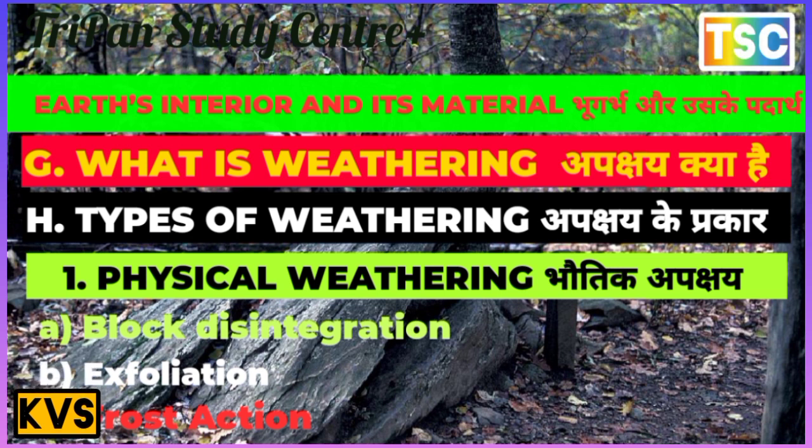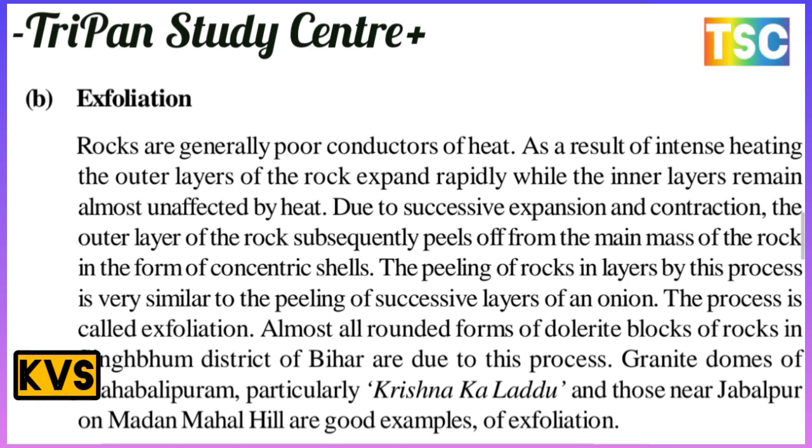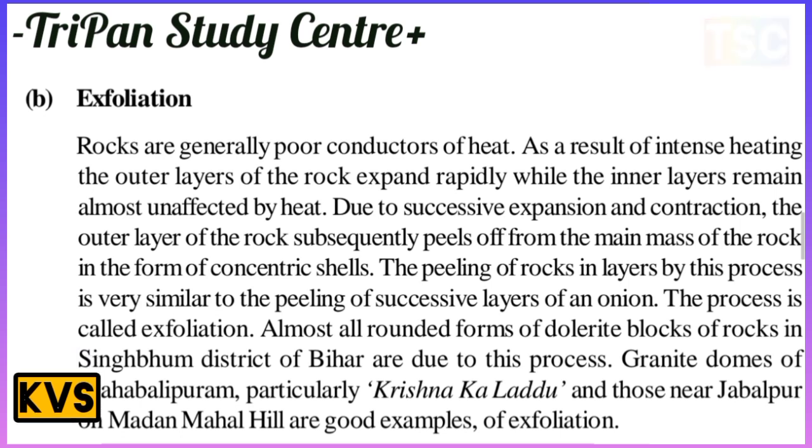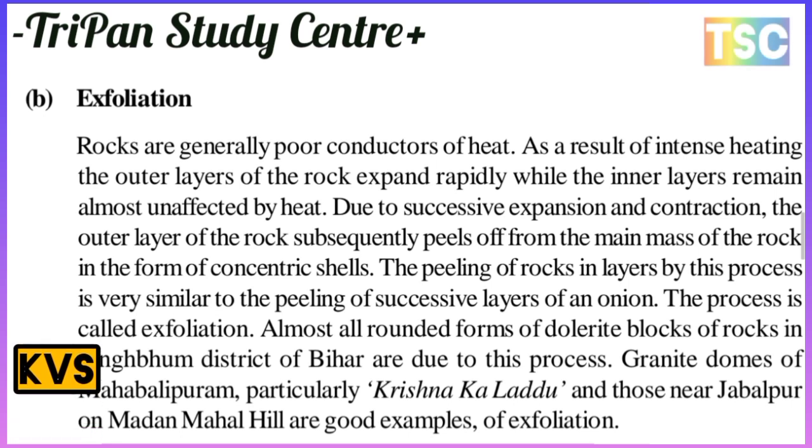The next is exfoliation. Rocks are generally poor conductors of heat. As a result of intense heating, the outer layer of the rock expands rapidly, while the inner layers remain almost unaffected by heat. Due to the successive expansion and contraction, the outer layer of the rock subsequently peels off from the main mass of the rock in the form of concentric shells. The peeling of the rock layer by layer is very similar to the peeling of successive layers of an onion, and this process is called exfoliation.